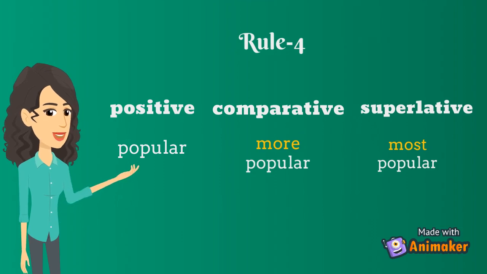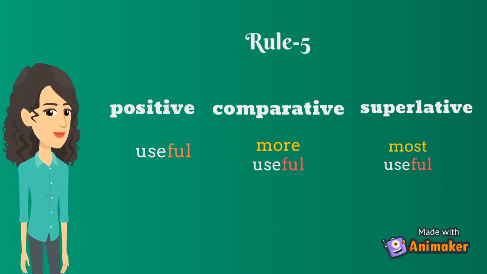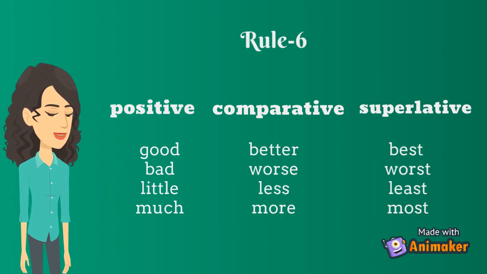Adjectives of more than two syllables form the comparative and superlative by putting more and most before the positive. Two-syllable adjectives ending in ful, less, ing and ed take more and most. Some adjectives are compared irregularly. Their comparative and superlative degrees are not formed from the positive.